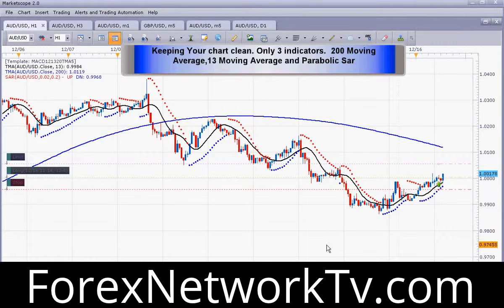As you can see, I'm keeping my chart clean. Only 3 indicators: the 200 moving average. It can be any one, just choose any one, but make sure that you're using the same with the 200. And the 13 moving average is this one, and the parabolic SAR. That is all you need on this chart.